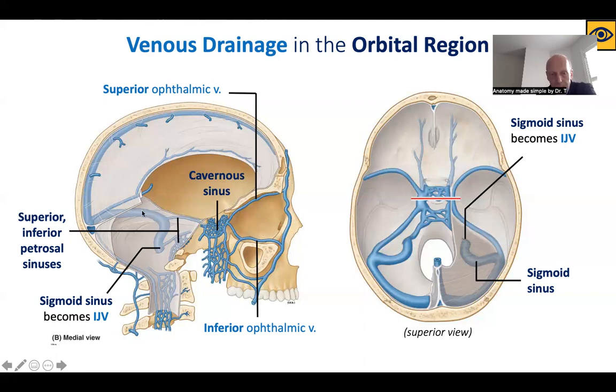As the transverse sinus goes forward, basically it hits the petrous part of the temporal bone, and that part of the bone forces the sinus to make an S-shaped turn, hence the name sigmoid sinus, directed towards the jugular foramen. At this point, after the sigmoid sinus passes through the jugular foramen, we're going to have a quick conversion: the sigmoid sinus actually becomes, as it exits the skull, the internal jugular vein.